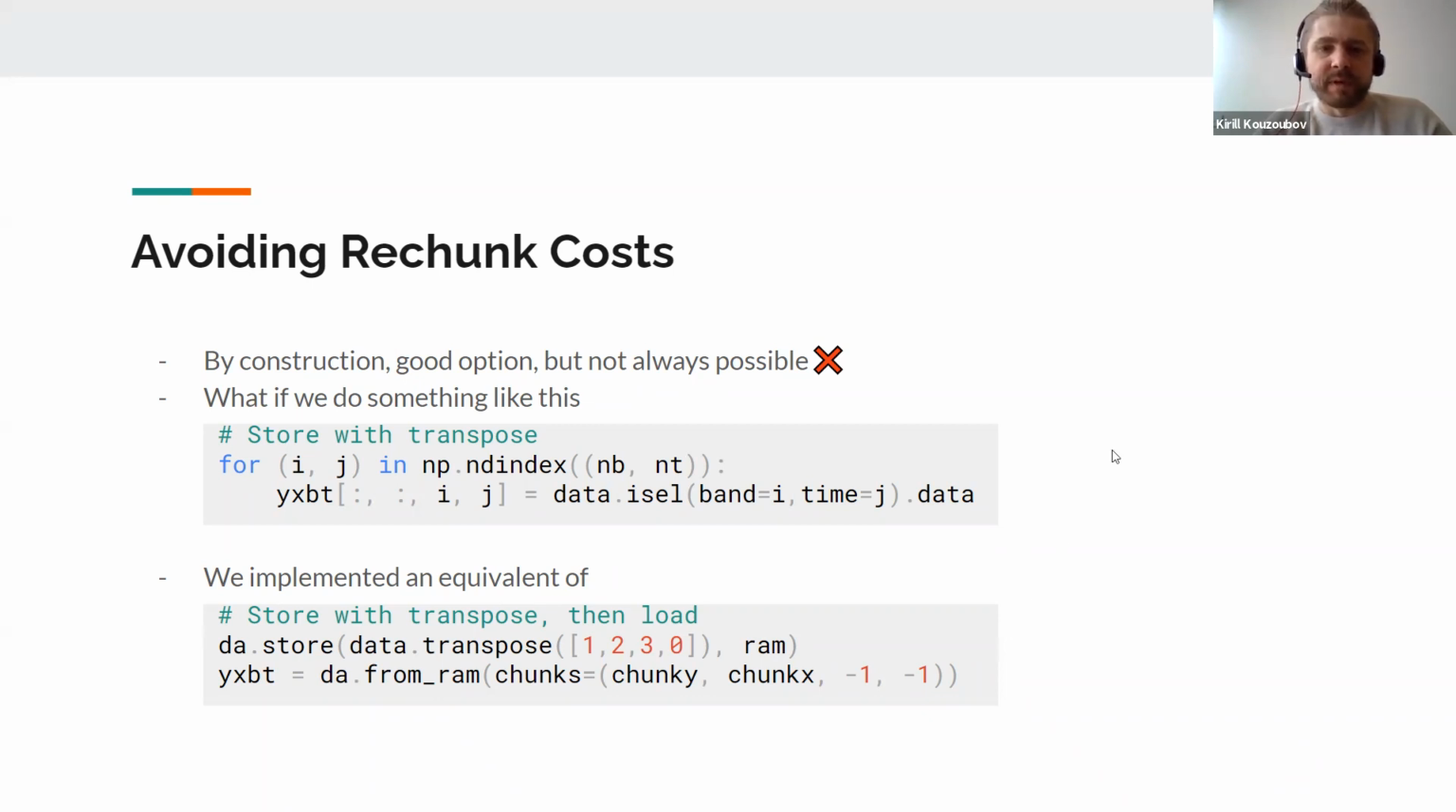What we essentially implemented is the trick we used is essentially to use data array store operation to store the data into RAM, and then wait until everything is finished and then read it back from RAM, but this time with a different chunking regime. The chunking regime that puts all the bands and all the time slices into one big chunk, and we create smaller chunks along the spatial dimensions.